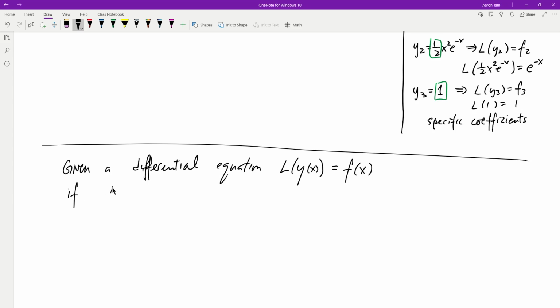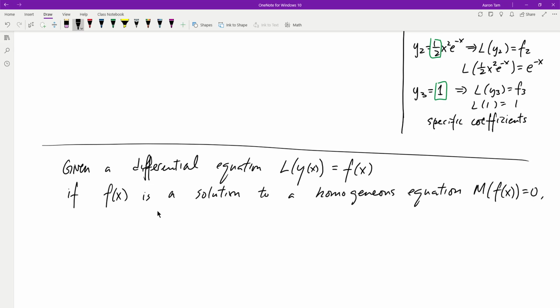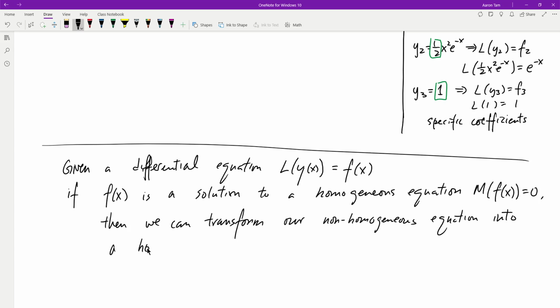If the function f of x is a solution to a homogeneous equation itself, let's say the equation M of f of x is equal to 0, then what we can do is transform our non-homogeneous equation into a homogeneous equation.